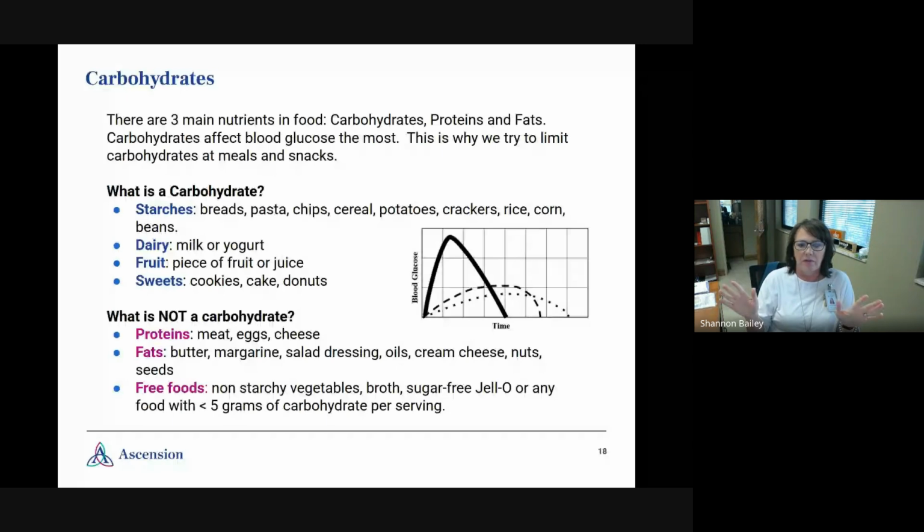Patients with diabetes love free foods because they can eat them basically and not worry that they're going to affect their blood sugar. And one perfect food that we have in the hospital that is a free food is sugar-free Jell-O. There is 0 grams of carbohydrate in that. And if the patient's hungry and their blood sugar is elevated, sugar-free Jell-O is the perfect snack.